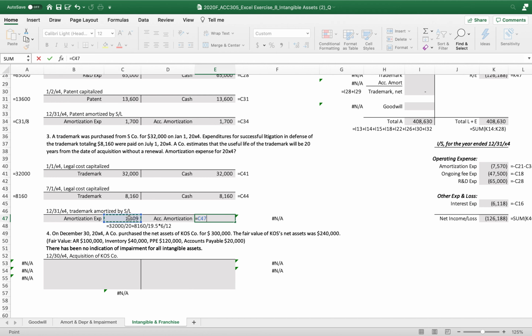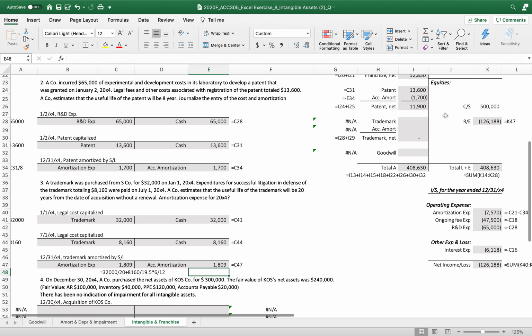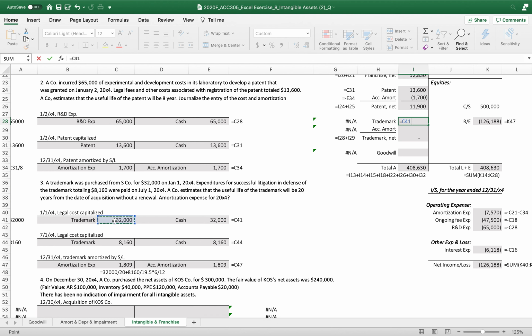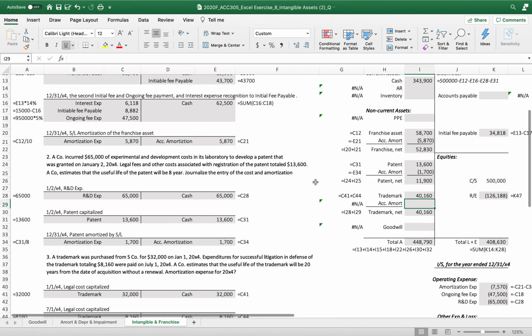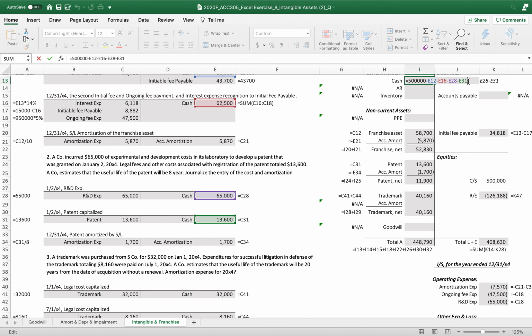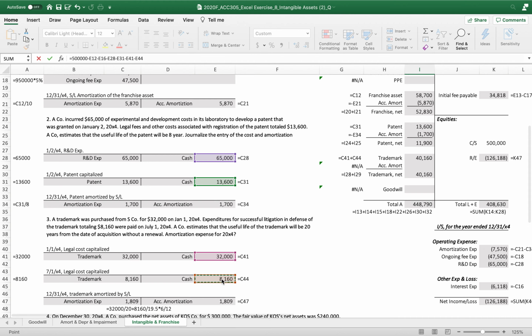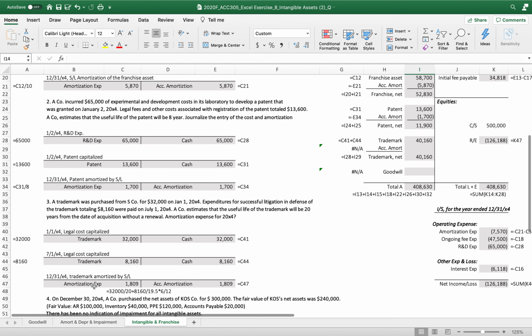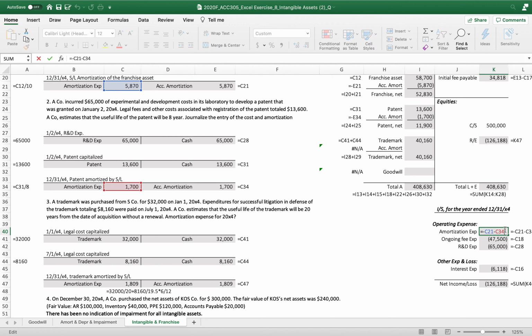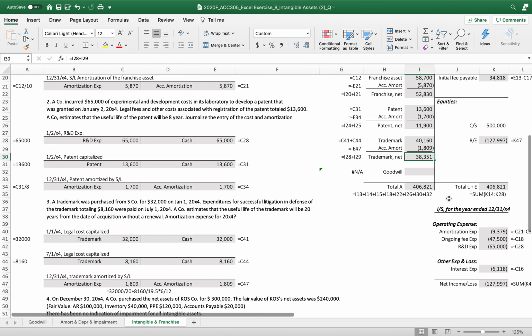So accumulated amortization is exactly the same. Now let's put this to trademark and then cash out. One more time, cash out and cash out here. And then amortization expense, additional amortization expense, then accumulated amortization on the balance sheet, so that would balance it out.